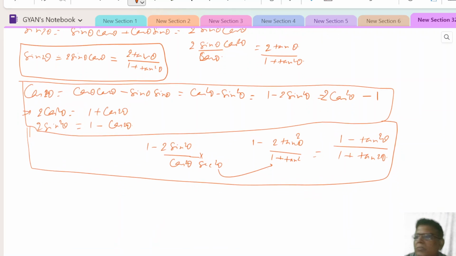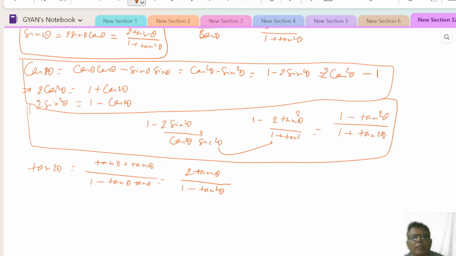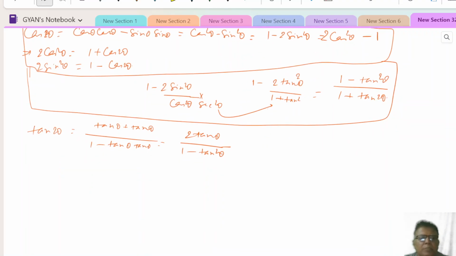Now tan 2 theta is equal to tan theta plus tan theta divided by 1 minus tan theta into tan theta, that is 2 tan theta divided by 1 minus tan square theta. So all the three 2 theta formulas you must remember. Now come to this, also very important.